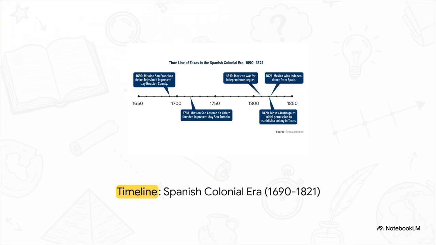Let's take the Spanish colonial era as an example. It spans from 1690 to 1821. It tracks related events, starting from the building of Mission San Francisco de los Tejas in 1690 to the founding of a mission in present-day San Antonio in 1718 and going all the way up to Mexico winning independence from Spain in 1821. It's a clearly defined period with shared characteristics.